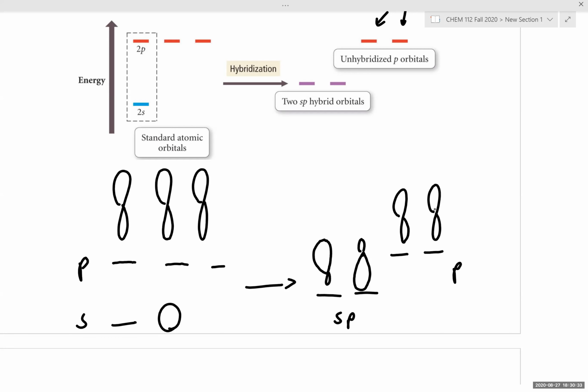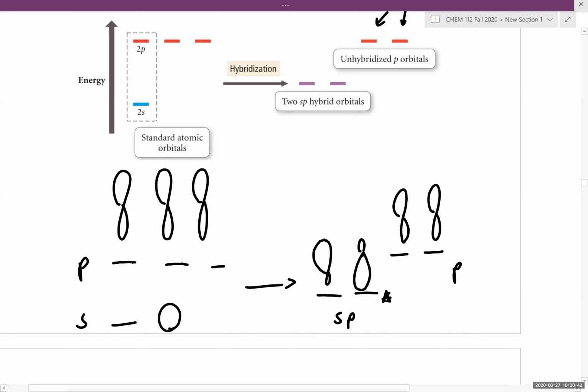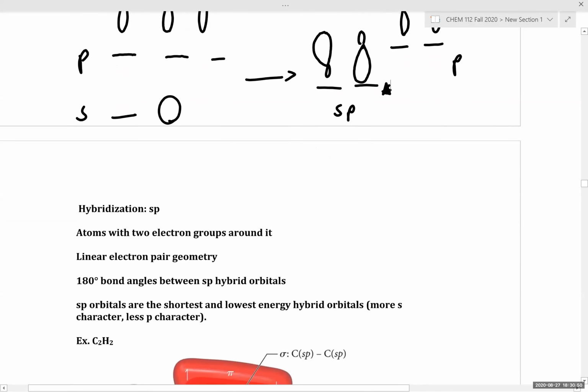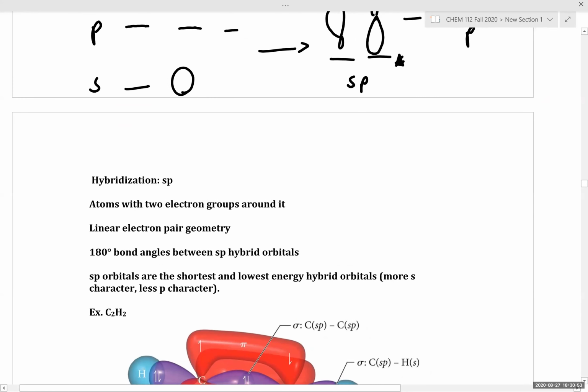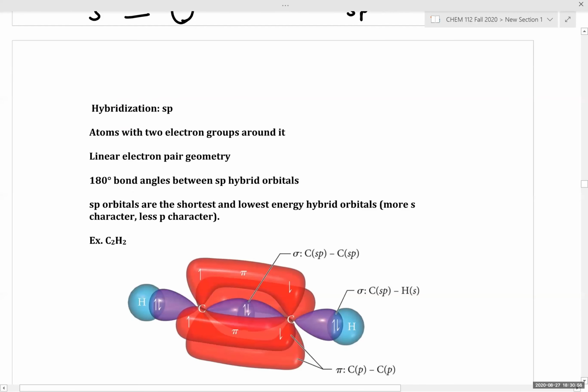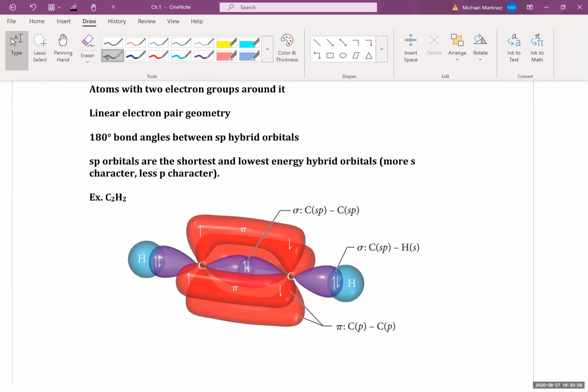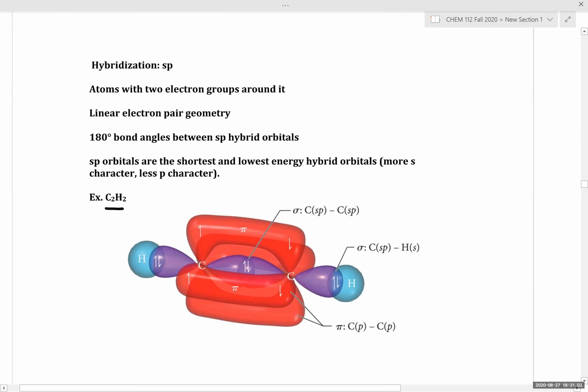Now, I really want you to hone in on and pay attention to the energy. sp orbitals are very low in energy for hybrid orbitals. They have a lot of s character. So let's see an example of sp hybridization, and let's talk about the major features of the sp hybridization. A classic example of the sp hybridization is acetylene, which looks a little bit like this. Thankfully, we don't have to handle acetylene in sophomore organic because it can form explosive mixtures with air.